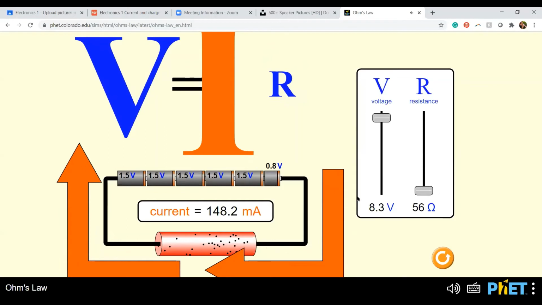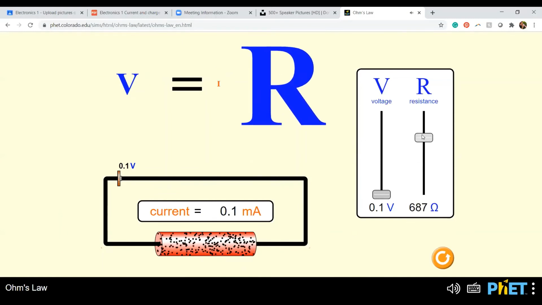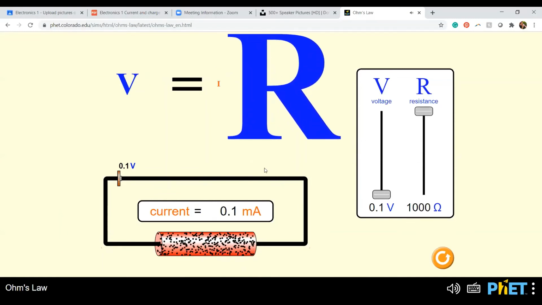This is a nice little animation to show you how these two things are linked. If you have a very, very low voltage and a very, very high resistance, it makes it really hard for the electrons to move through. Guess what? Your current is going to be minuscule, very, very small. That's just a cute little animation that I like to show people sometimes.